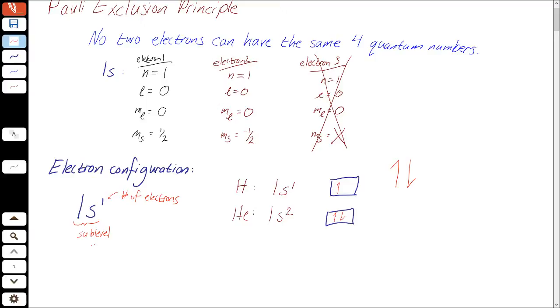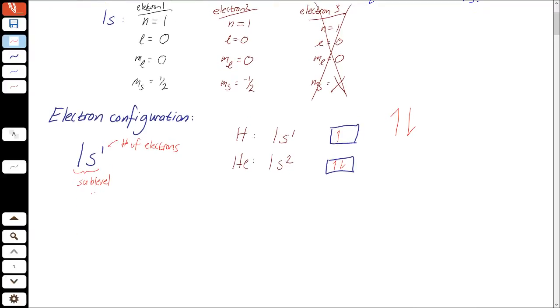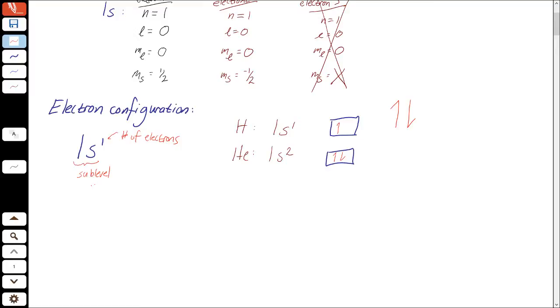Wait, doesn't it only have 2 electrons if it's a +1 charge? But we're not talking about the +1 charge. We're talking about the neutral lithium atom. Oh, okay, so they're all neutral. At this point, yeah. We're going to do these for real ions too, but we're just talking about the neutral atoms.